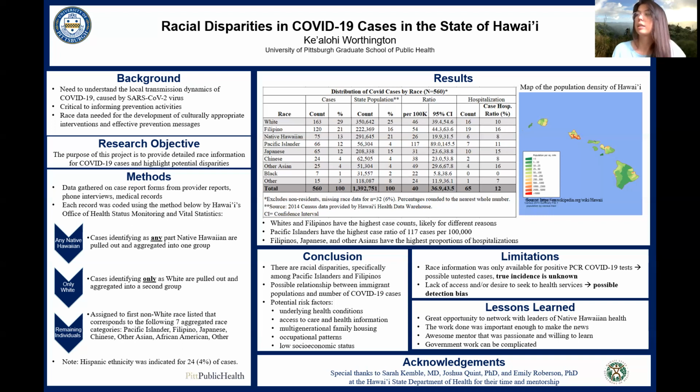Some other limitations that we had is that this data comes only from positive PCR COVID-19 tests. This does not include probable tests, and it does not include untested cases. So the true incidence is unknown. And if there is a lack of access or desire to seek healthcare services, there's also a detection bias as well.